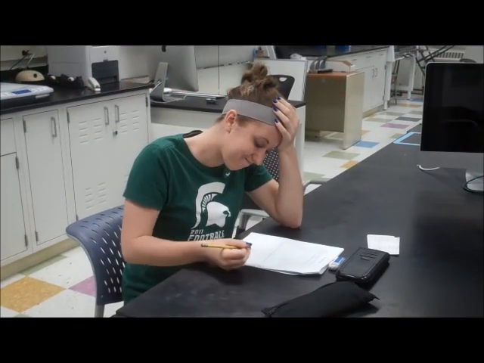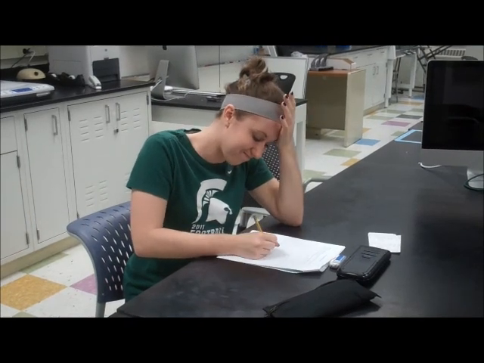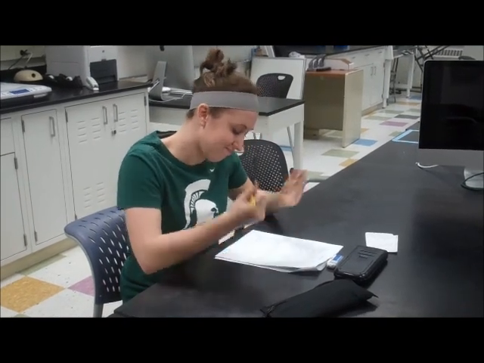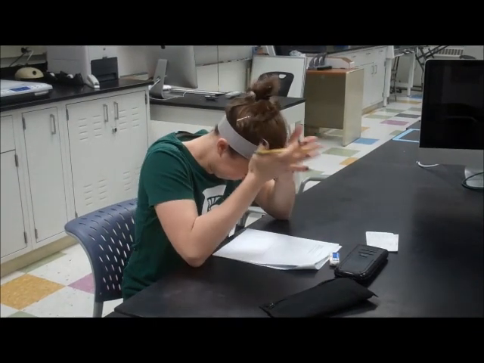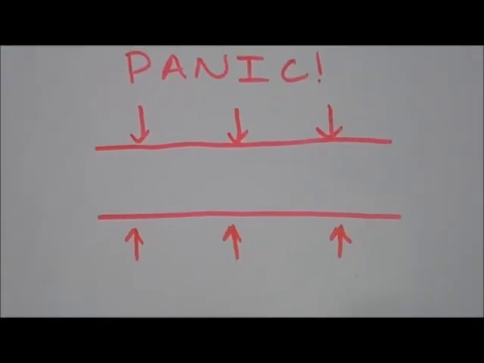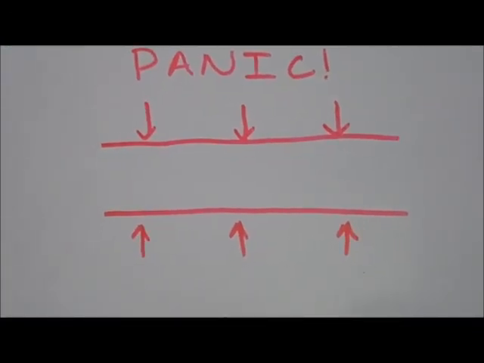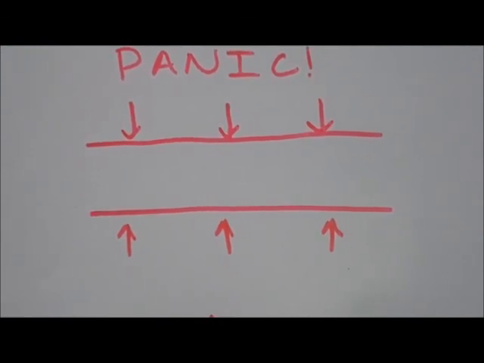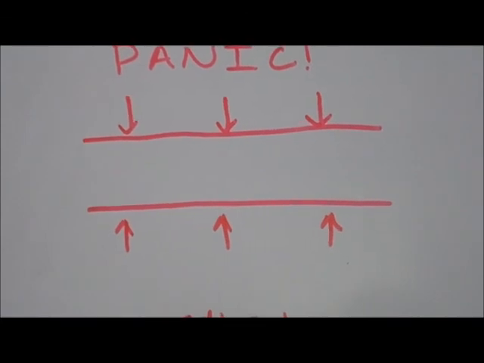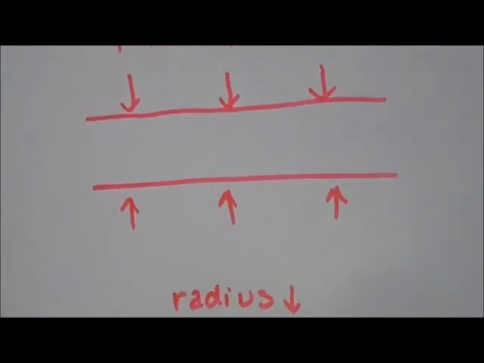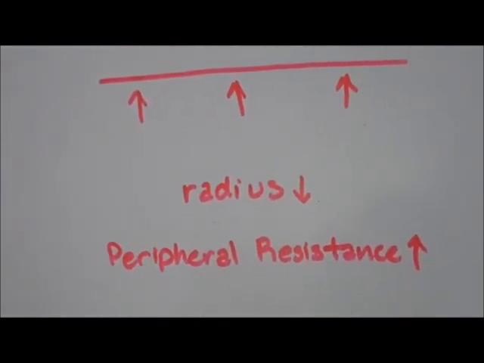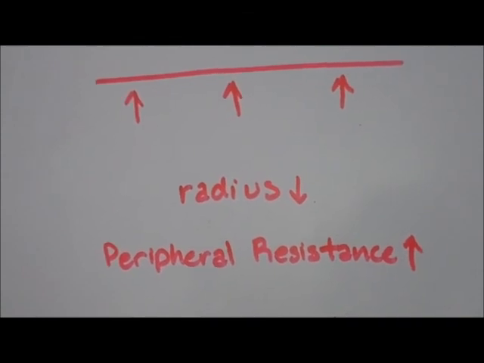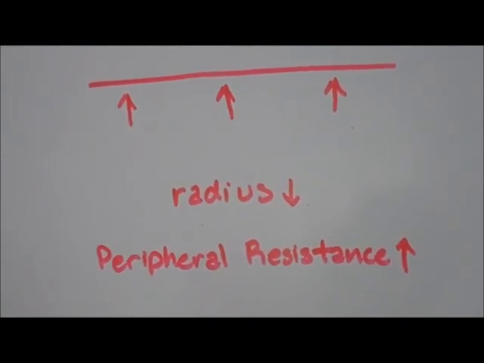Look at her now as she approaches the end of the test. It's taken its toll on her psyche, and she is beginning to panic about her grades. Panic can increase your sympathetic innervation in your body, and as a result, can increase the constriction of your blood vessels throughout your body. As the vessels constrict, the radius of the vessels gets smaller, and so the total peripheral resistance, or the amount of friction blood encounters, increases.